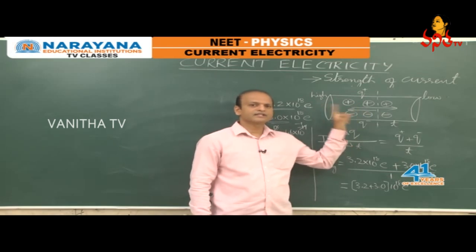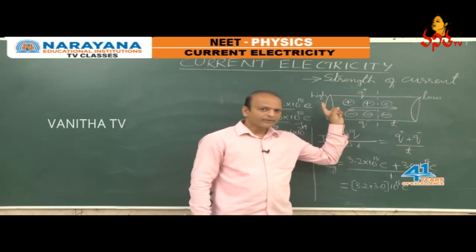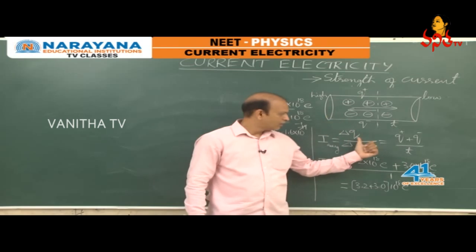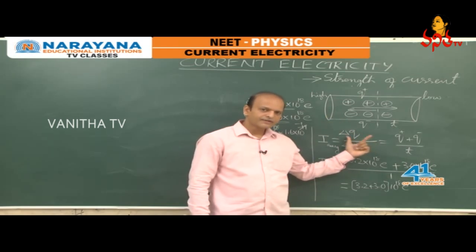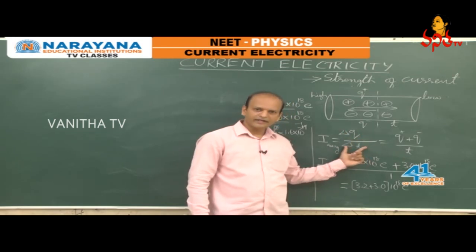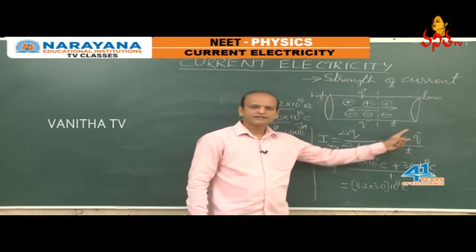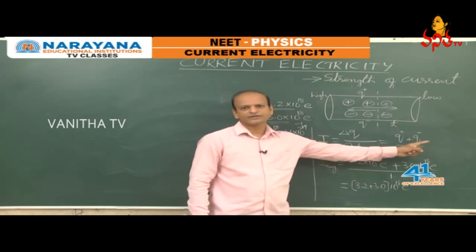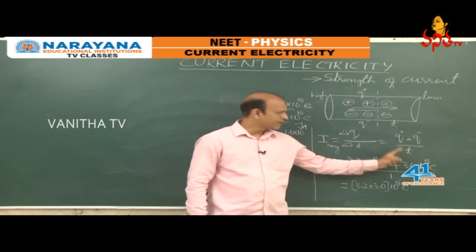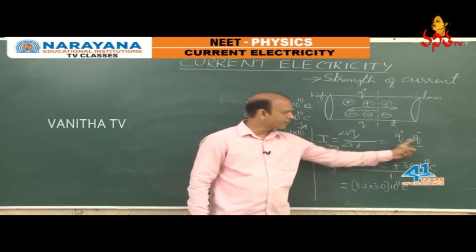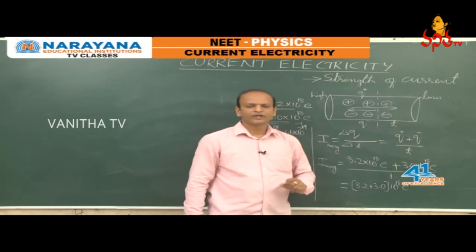So here the point we have to note is that when both charges are passing, positive charge as well as negative charge, if they are passing in opposite directions, the total current, the average current, is the net amount of charge passing in unit time. What is the net amount of charge? Positive charge plus negative charge.